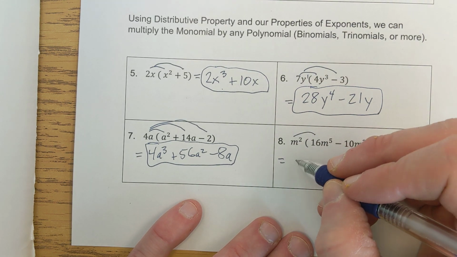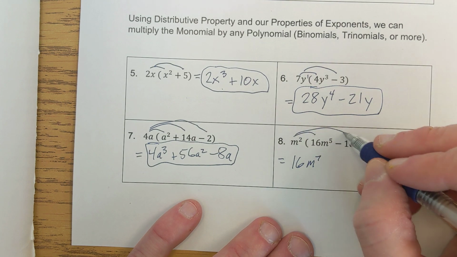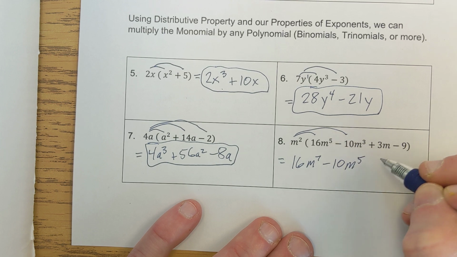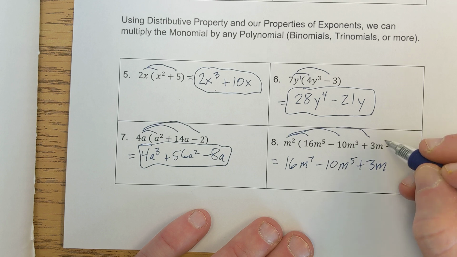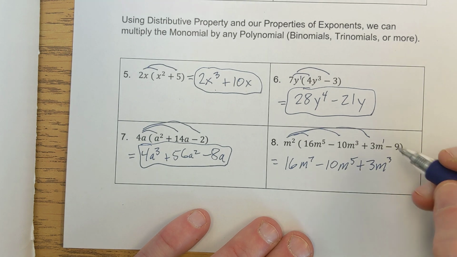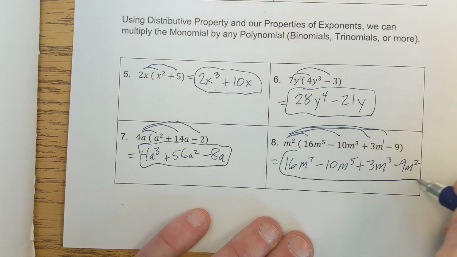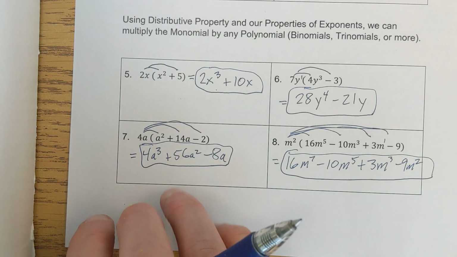So we're going to have 16, 5 and 2 for the exponents. We get m to the 7th. We get minus 10. We get 2 and 3 this time, so that's m to the 5th. We've got plus 3, 2 and 1 is m to the 3rd, and then minus 9m squared. So there we go. There's nothing to combine there. These are all m's, but they're not the same exponents, so they are not like terms. Feel free to pause that, like I said, to check and catch up.